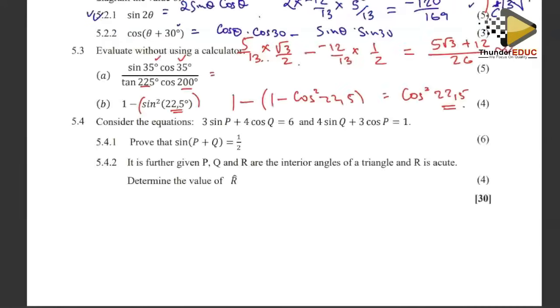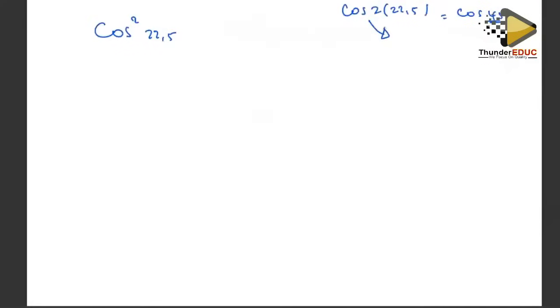Did we do the right thing here? We said 1 minus. Isn't that wrong? Because we said sine squared is the same as 1 minus cos squared. It's fine. It's okay. Meaning that we have 2 cos squared of 22.5 minus 1.